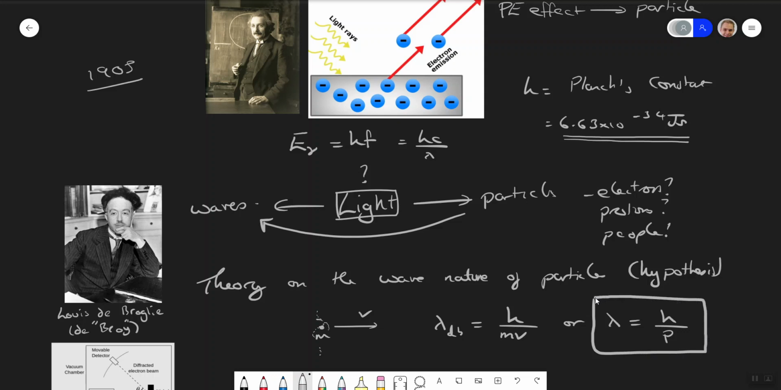Now this wavelength, I put it in a box because it's going to turn out to be true, ends up being called the de Broglie wavelength. And this was so weird. He proposes this in his doctoral thesis in 1924, I think is the year he does it.